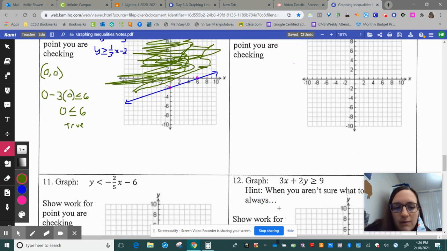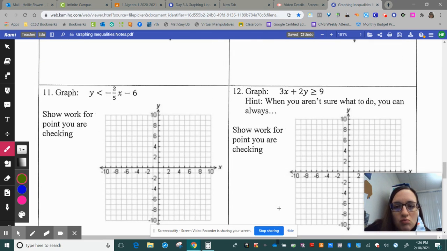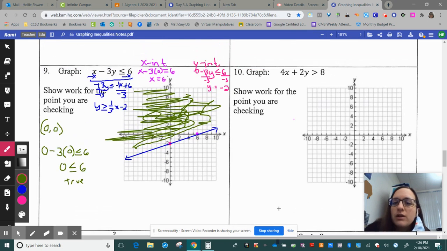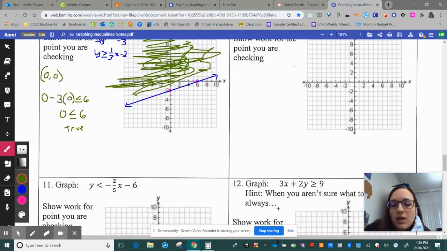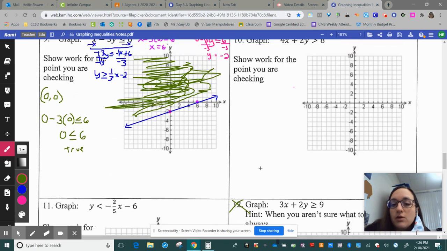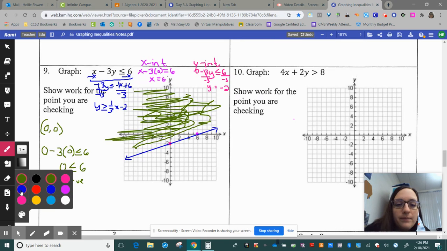Okay, I'm going to have you... No, let's do it. We're going to do 10 and 11, and then we'll call it good. So you can try 10 and 11. Let's just skip 12 for now. You can always make a table is what they want you to do, and we're not going to do that at this point.